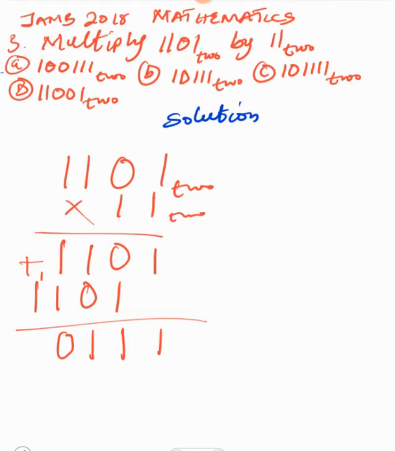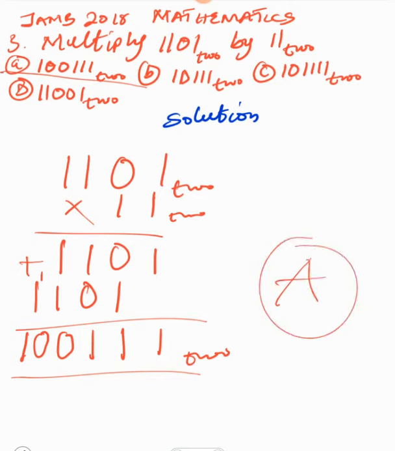1 plus 1 will be 2. We cannot write 2 since we are dealing with numbers in base 2. So we are going to have 2 divided by 2 to have 1, remainder 0. We still put down the remainder 0, and that's 1. Since it's not up to 2, we simply put it down because 1 divided by 2 is 0, remainder 1. So our answer is 100111. This corresponds to option A. So A is the correct answer.